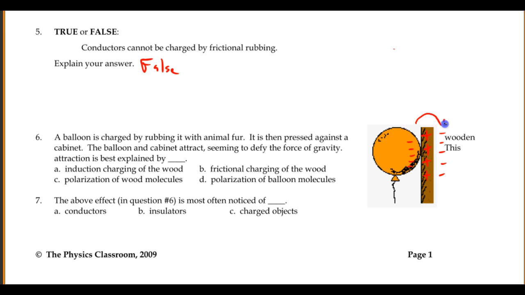This separation of charge is called polarization, and it's the wood molecules that are going to polarize. And really it's the atoms themselves. The electrons in the atoms of the wood are going to spend more time on the right-hand side of the atom than they would on the left-hand side of the atom from our picture. So that surface near the balloon will be oppositely charged, and the balloon will be able to stick to the wall.